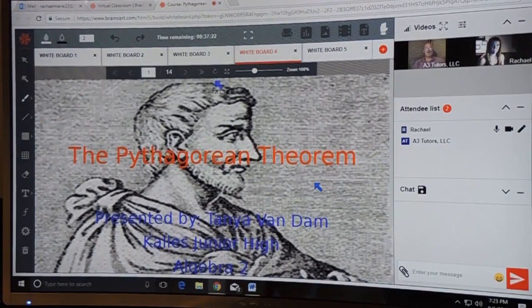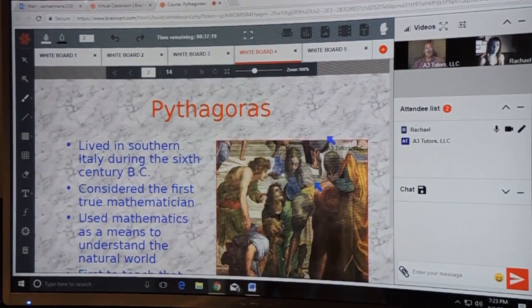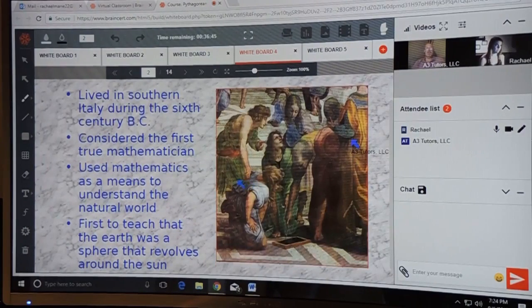It was developed by a man called Pythagoras. When do you think he was alive? Just by looking at the name, do you think he was old or moderate? I think he was probably very old. Yeah, he lived in the 6th century BC, so we're looking at about 2,500 years. He was considered the first true mathematician. He used math as a means to understand the natural world, and he was the first to teach that the Earth was a sphere and it revolves around the sun. So cool. Smart man. Yeah.